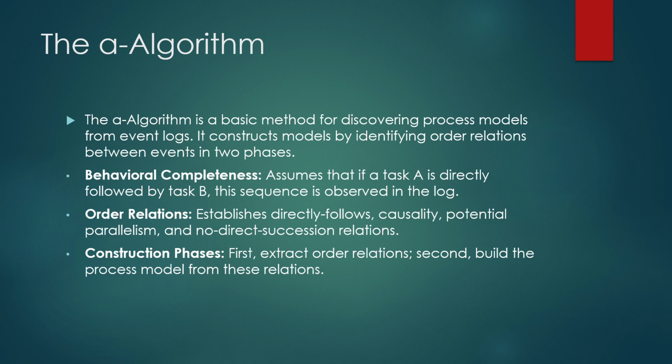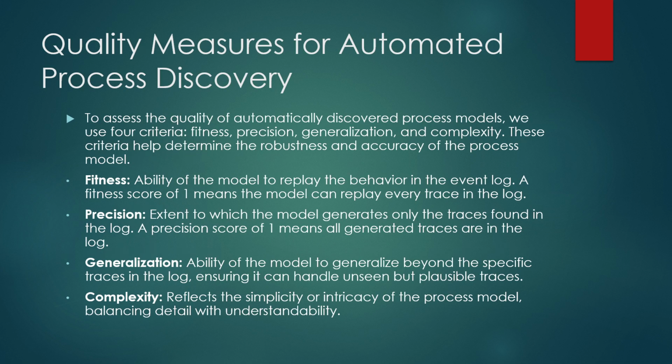We do have the behavioral relation, which assumes that task A is directly followed by task B if the sequence is observed in the log. Another one is the order relation, which establishes direct follows, causality, potential parallelism, and no direct succession relation. And the last phase is the construction phase. First, we extract the order relations. Second, build a process model from the relations.